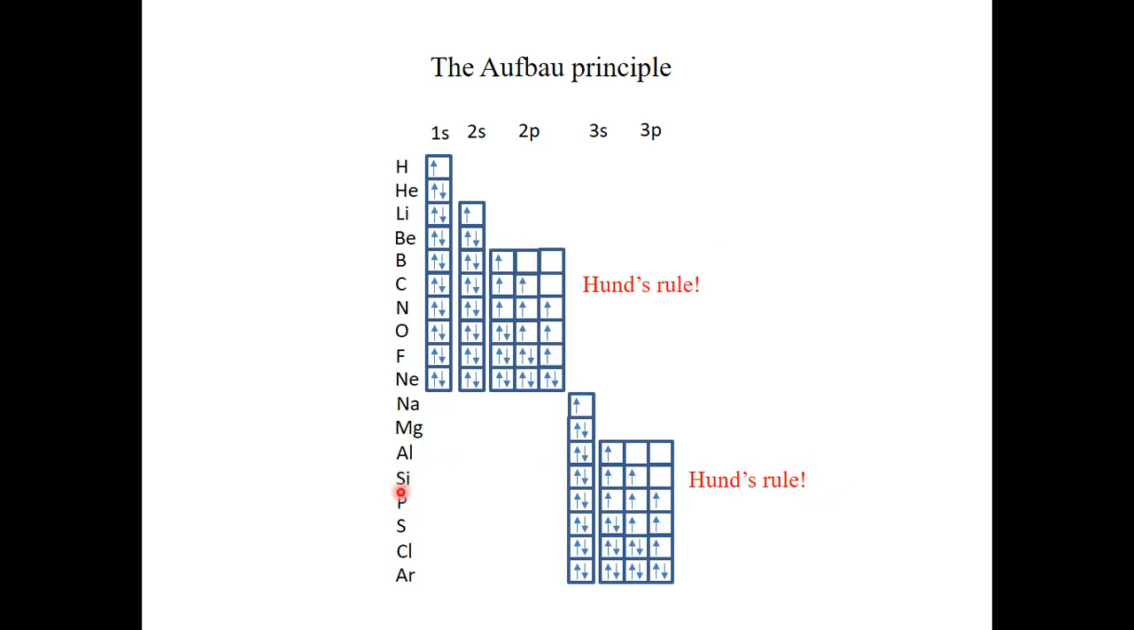Hund's rule applies also when we go from silicon to phosphorus. After that, we need to start pairing the spins. So for sulfur, one p orbital would be completely full. For chlorine, 2 p orbitals would be completely full with paired electrons. And for argon, then all of them will be filled, and our third shell is completely full, and we have again achieved the noble gas electron configuration.